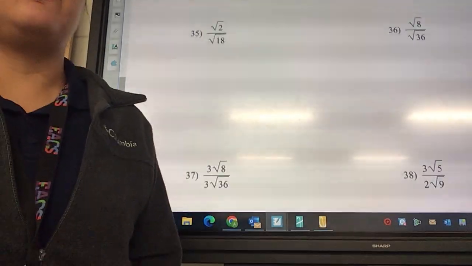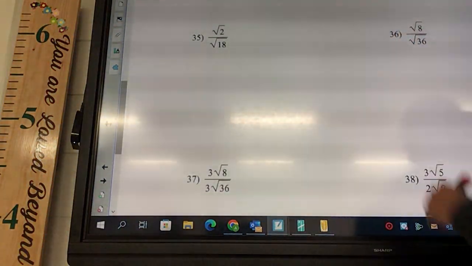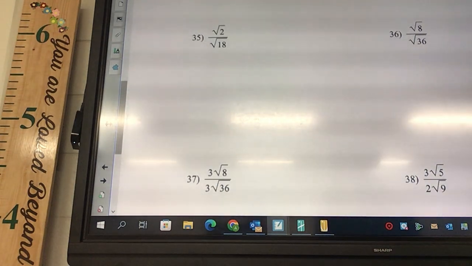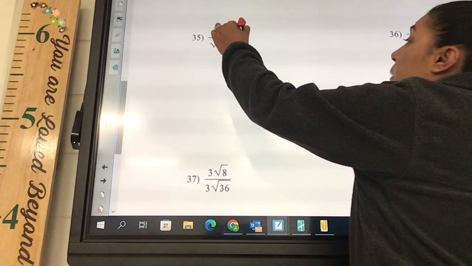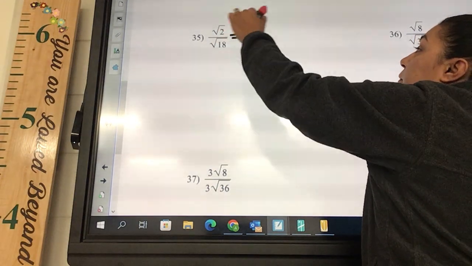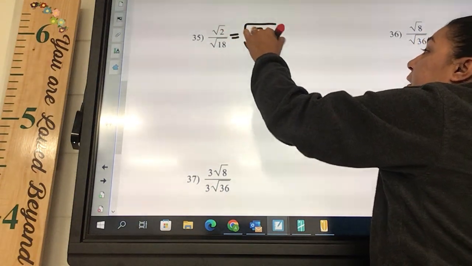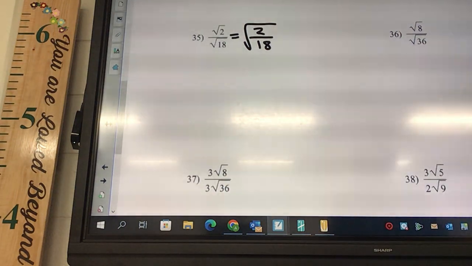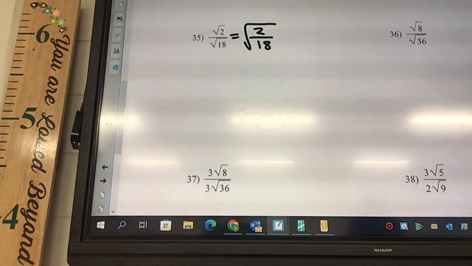What comes after times usually? Divide. Okay, so this is division. The easiest way to do these is to put them underneath the same radical. So 2 over 18. You can type that on your calculator as a fraction. So hit your fraction button and type 2 over 18.